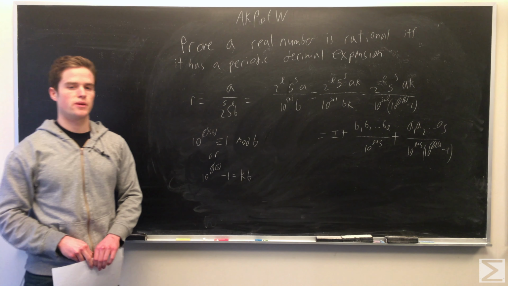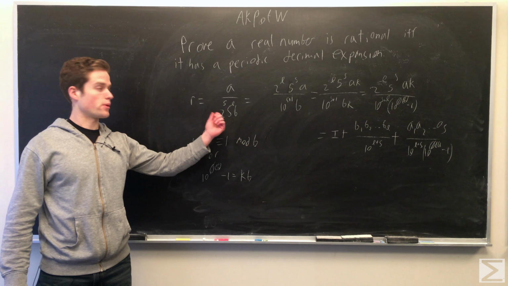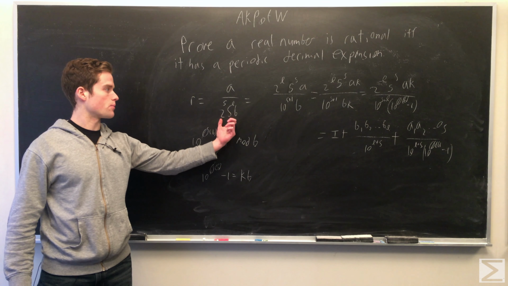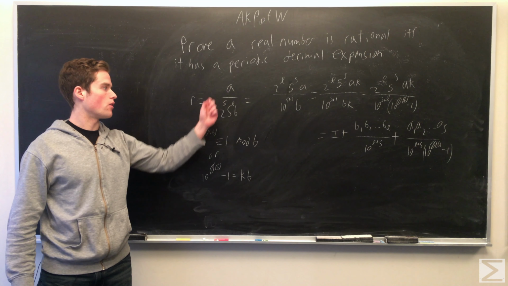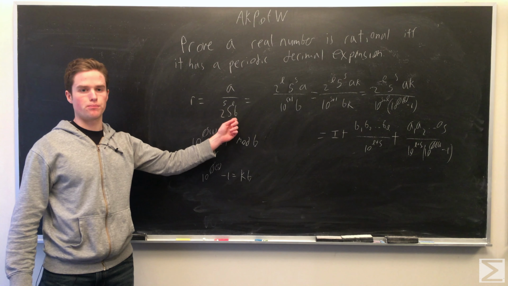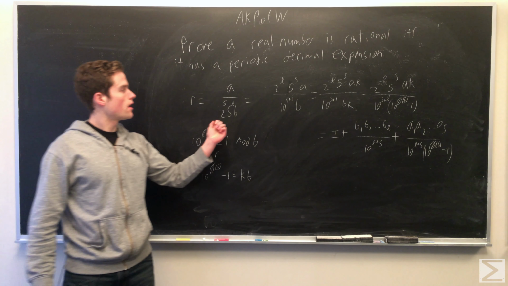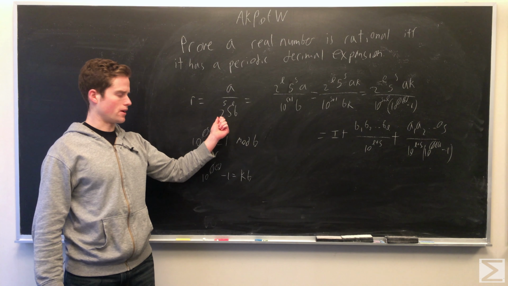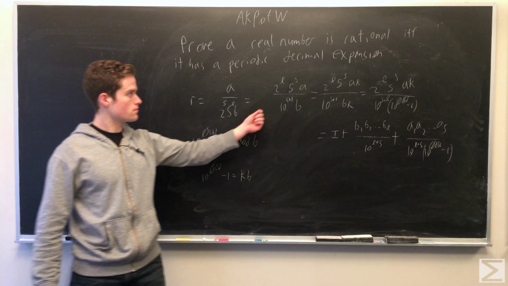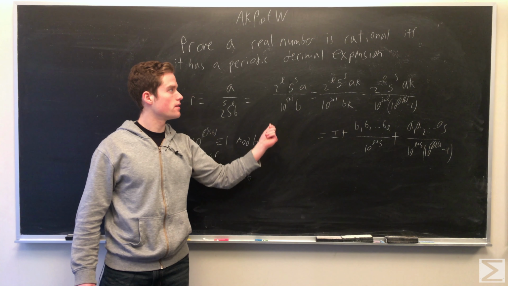So we're going to assume we have some rational number. On the denominator, we can have some factors of 2 or 5. We're going to pull out any of these factors of 2 or 5. Say we have the form a over 2 to the s, 5 to the l, b, where b is relatively prime to 10. And then we're going to multiply top and bottom by 2 to the l, 5 to the s. You get 2 to the l, 5 to the s, a over 10 to the s plus l, b.